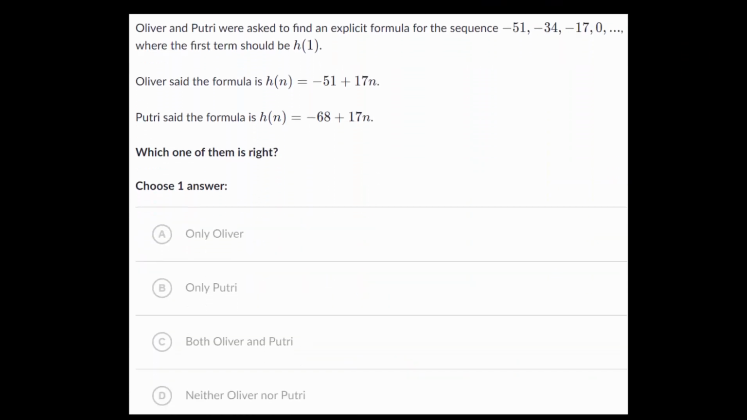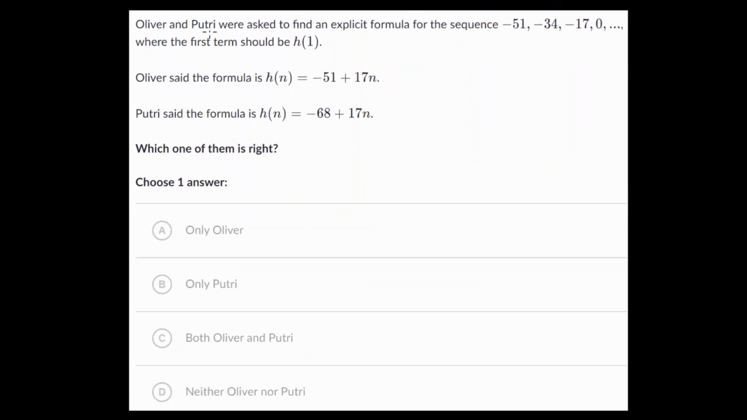And in this one, we're going to have Oliver and Putri, but we're still trying to find an explicit formula for a new sequence this time. So let's just first rewrite our general formula. For this arithmetic sequence, we have h of n is equal to our first term plus some common difference times n minus 1. So we just need to figure out what our first term is and what our common difference is.